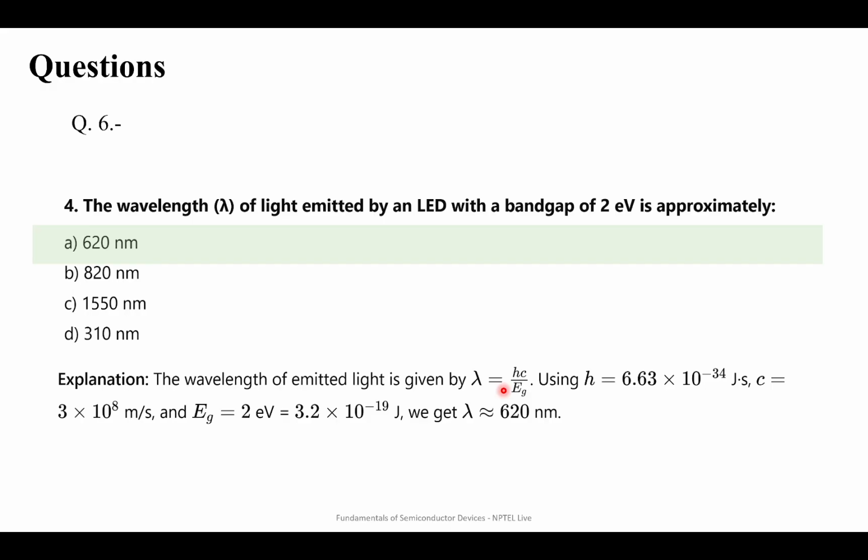There's a very shortcut method to convert between energy and wavelength, which is you divide from 1240. Like here the energy is given as 2 eV, so you divide 1240 by 2, you get 620. Similarly, if you wanted to calculate the energy for 820 nanometer, you will do 1240 by 820, and the answer would be the energy in eV.